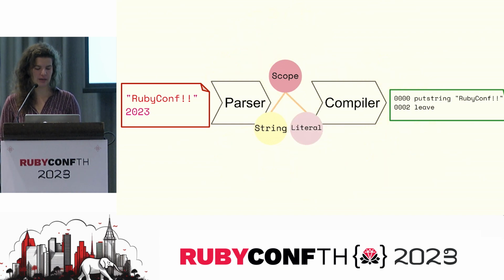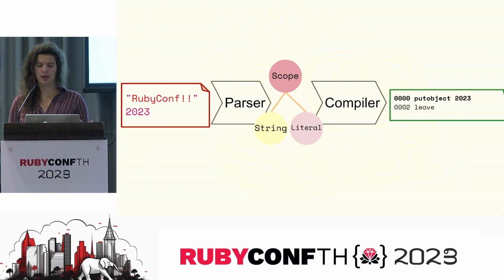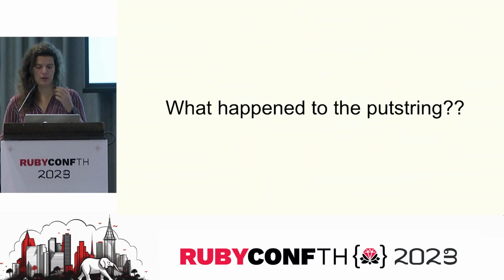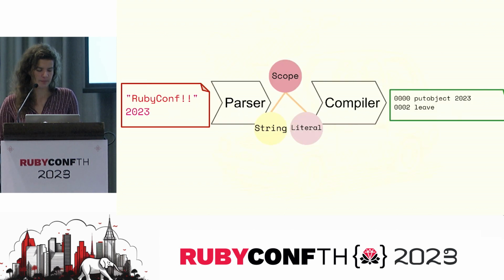Okay, so let's see, we run this through the parser, we get our full representation of nodes, right? A string node and a literal node, which was that node lit we talked about. String node first, literal node second. We run it through the compiler, and we just get put object 2023 and then a leave. Which begs the question, what happened to the put string? Where did it go, right? It was there, we put a 2023 afterwards, and it's no longer there.